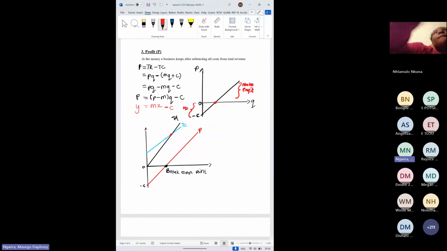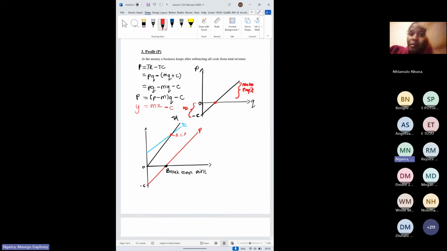So here, when coming to total revenue and total cost, you don't make profit if they're equal. And then for this one also, it's here. We don't make profit here. So these two points are your break-even points for total revenue and total cost.